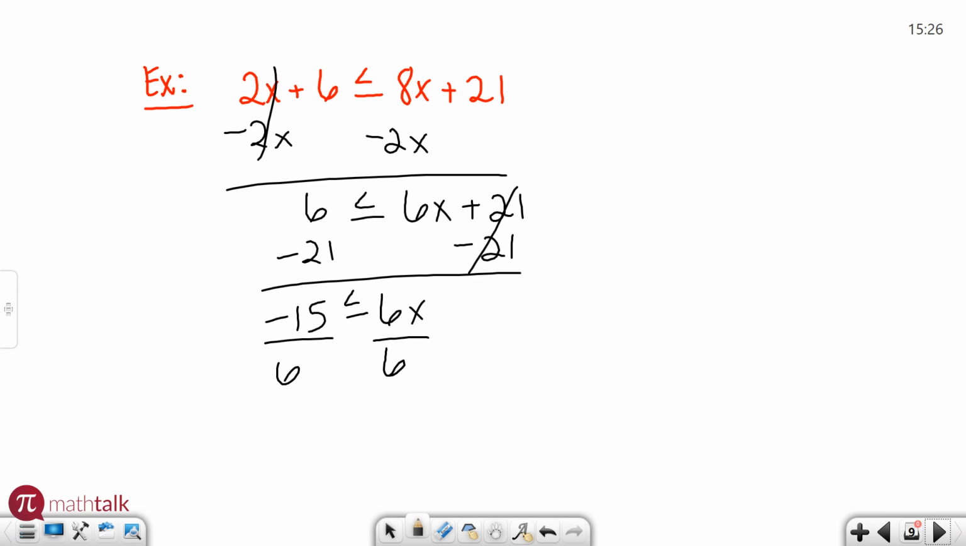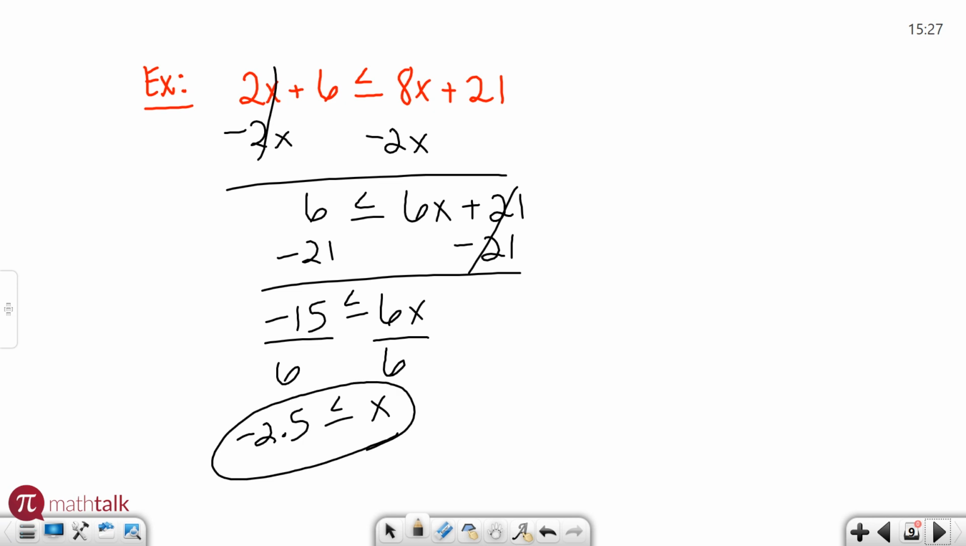My answer on the left is going to be a negative number, but the sign is still going to stay in the same direction. It's something to keep in mind when you come to problems like this. So in this case, x is greater than or equal to negative 2.5.